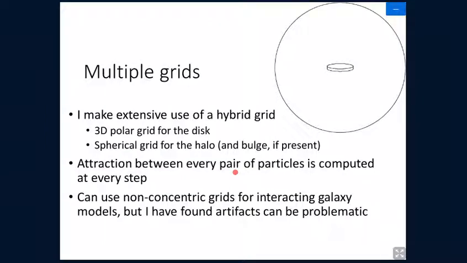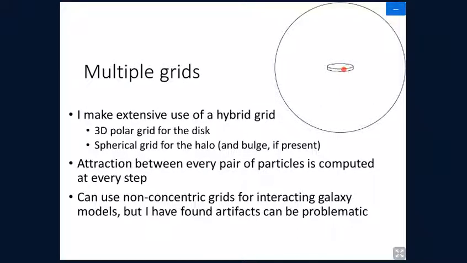Now, one of the great strengths of the Galaxy code is that you can use multiple grids, and I do this all the time. I make extensive use of this hybrid idea, that you simulate a disk galaxy on a polar grid near the center, which is absolutely ideal for representing the evolution of a spiral disk, which might want to form a bar or something like that. But that all is computed with very great fidelity on a 3D polar grid.